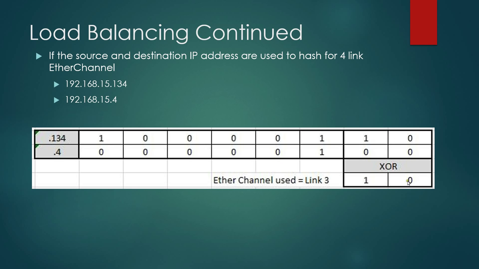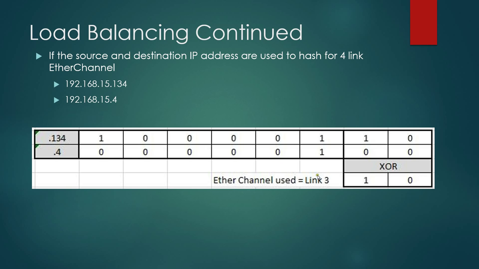Now, when we take these and XOR the individual bits together, we get this result of 1, 0. The way an XOR works is, whenever it has two values that are equal, in this case 0 and 0, the result will be a 0. If there was a 1 and a 1 here, the result would also be a 0. And when we're comparing two unequal values, like a 1 and a 0, or a 0 and a 1, the result will be a 1. So basically, what we've done here is XOR the least significant bits of the source and destination addresses, and we've come up with a 1-0.